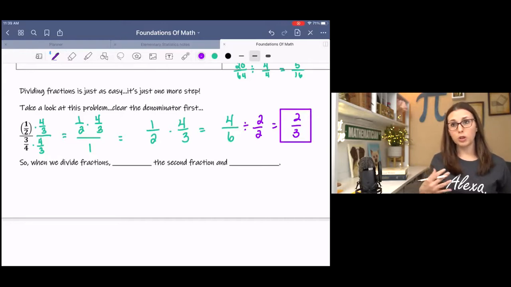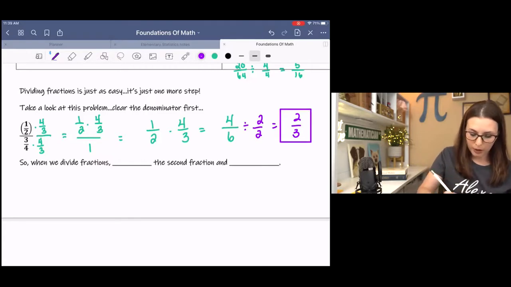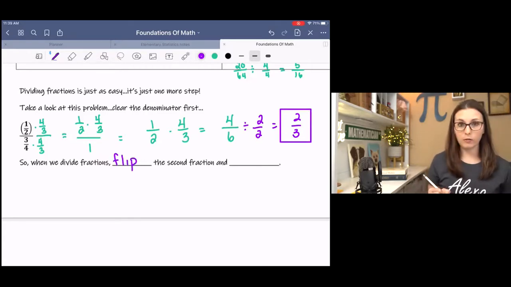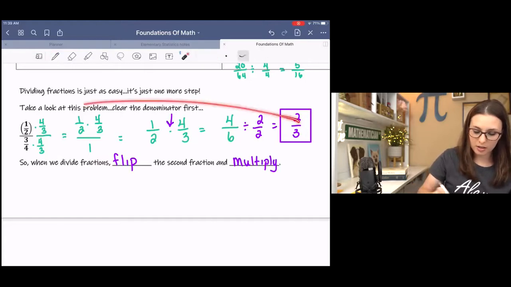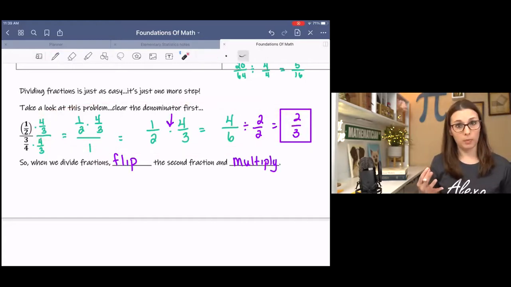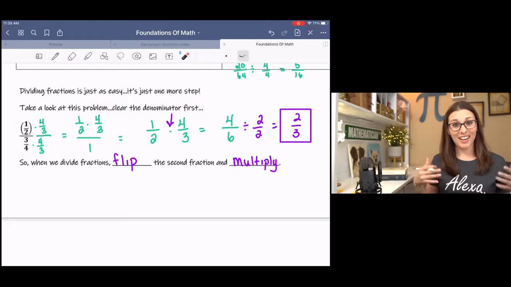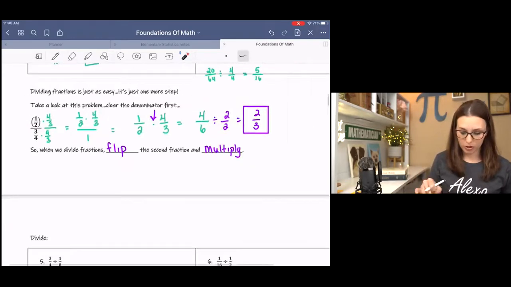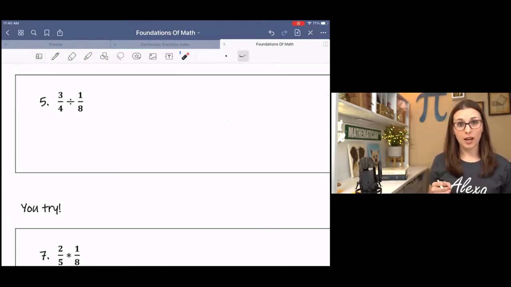So the rule for dividing fractions is you flip the second fraction and multiply. And this is where that rule comes from. So what happened is we flipped the second one to clear it from the denominator, ended up multiplying it by the numerator, and reduce. That's all. Super simple. So we have number 5, 3/4 divided by 1/8.